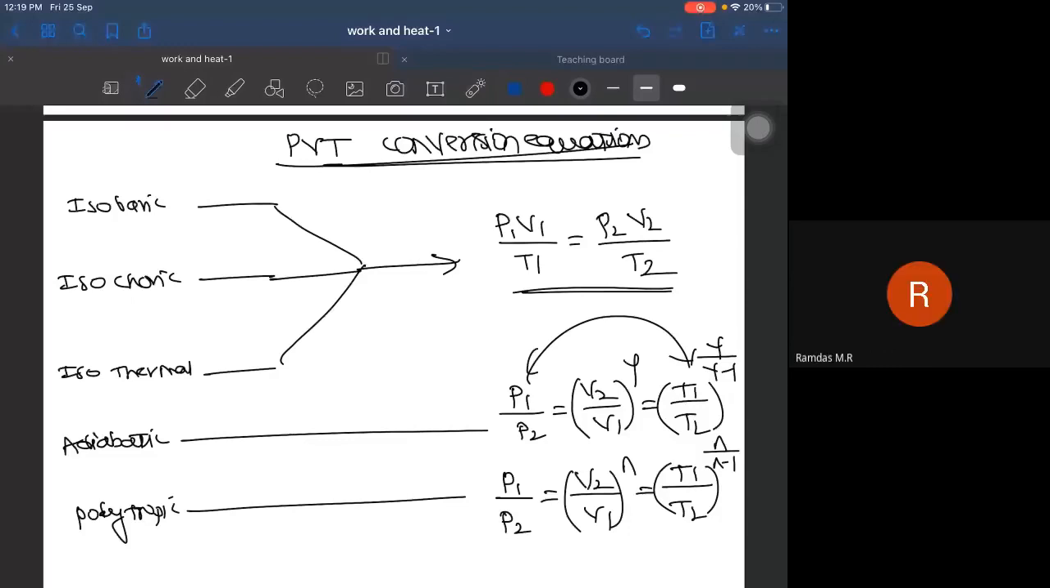Yes, sir. Ramdas, what is the PVT conversion equation for an adiabatic process? V2 by V1 first. P first, next V, next T. Okay. P1 by P2 is equal to V2 by V1 whole to the power of gamma, that is equal to T1 by T2 whole to the power of gamma divided by gamma minus 1. Exactly.